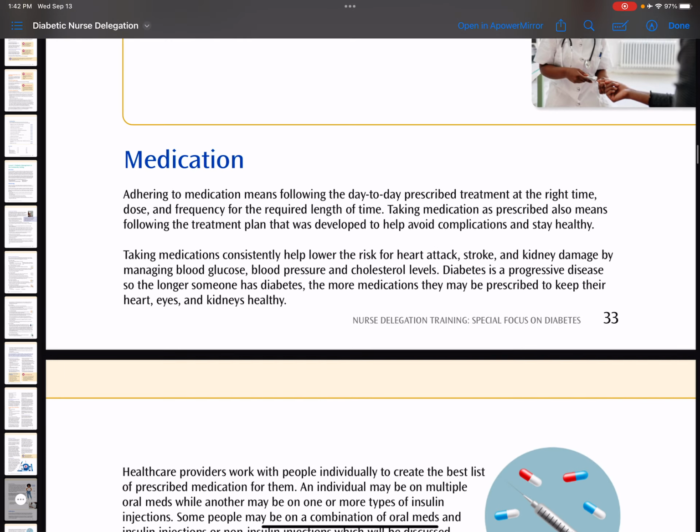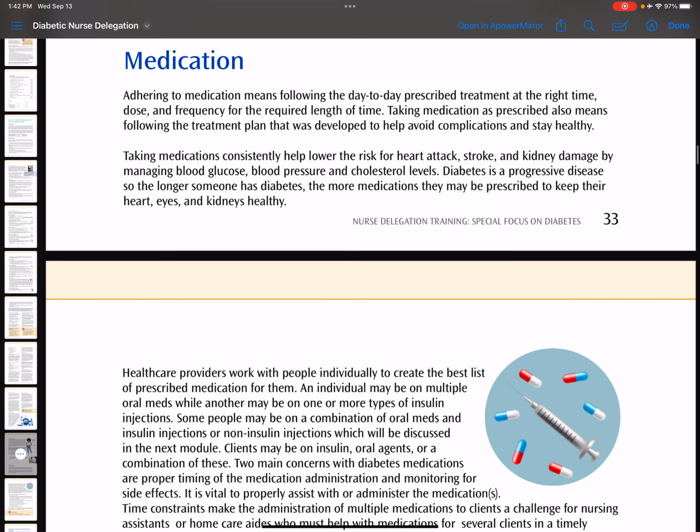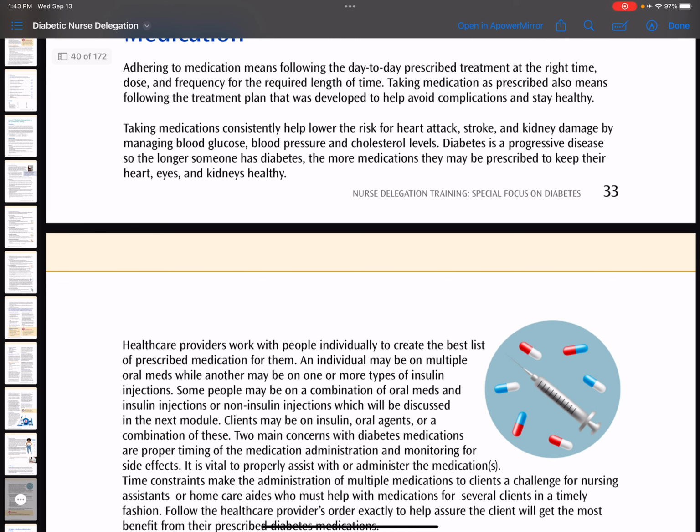The next chapter is medication. I think most of you already took a nurse delegation class, so you know in detail how to give medications. But just to mention it, there is the right client, right medication, right dose, right time, right frequency, right route, and right documentation. You need to know all those things when you're giving medication to a client.